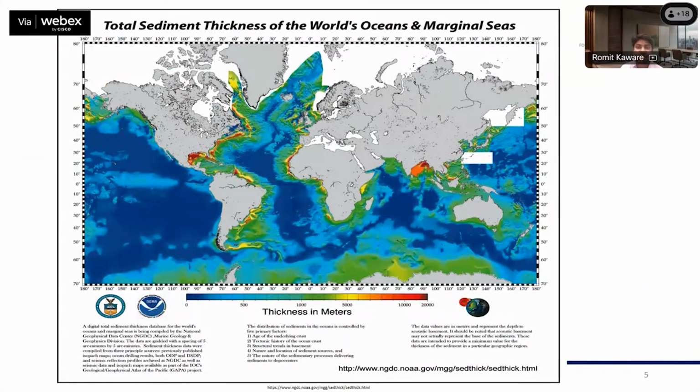As you can see in this schematic, the thickness of the sediment within the Bay of Bengal region is one of the highest in the world. So it poses a very high sediment flux into the Bay of Bengal, or into the Indian Ocean, which requires us to have a very unique understanding of what the local conditions are there.